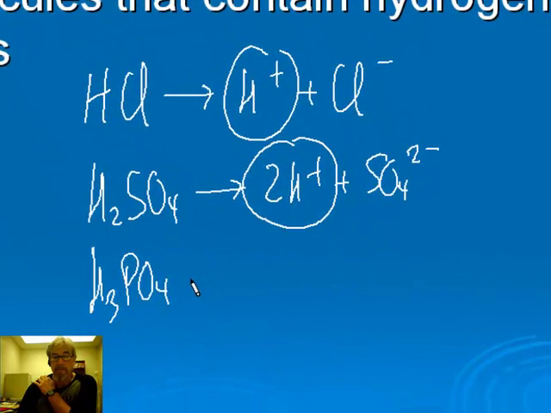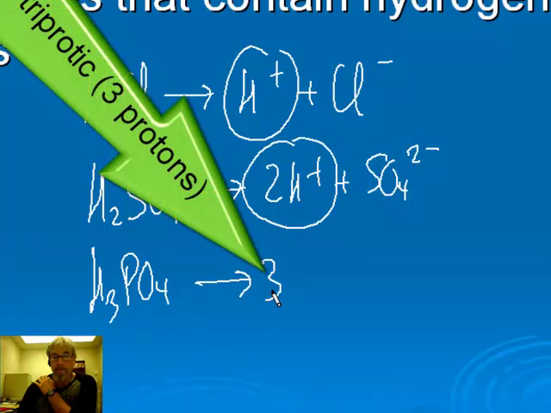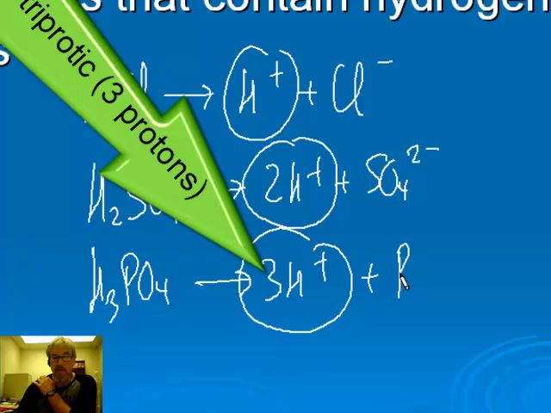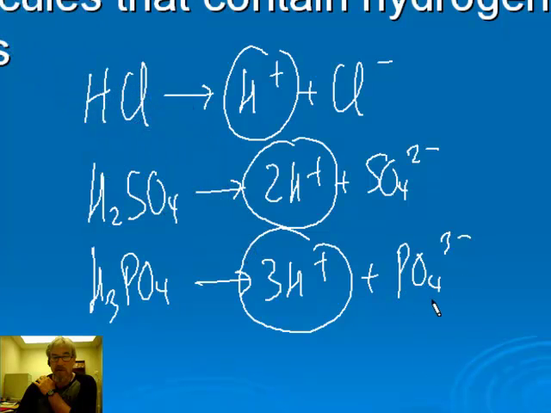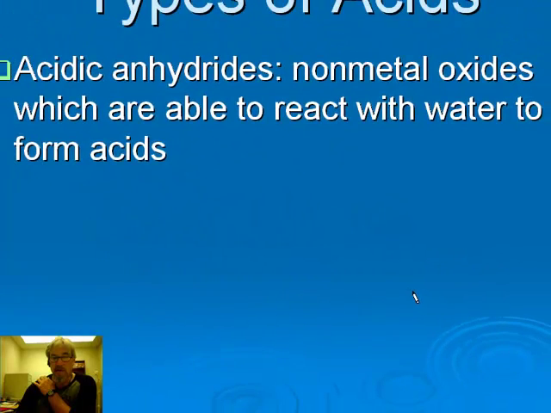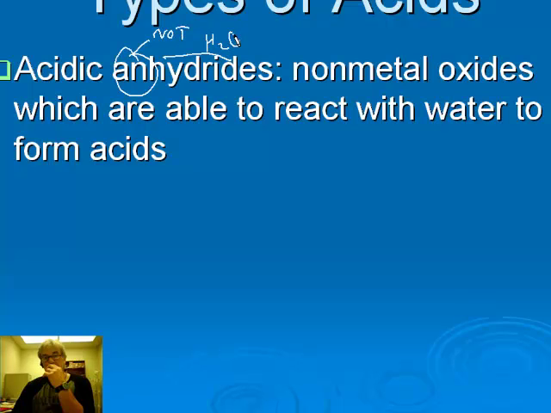Phosphoric acid, H3PO4, is an example of a triprotic acid because it releases three protons and the 3- charged phosphate ion. Another substance that could be considered an acid is an acidic anhydride. An is a word part that means not, and hydra is a word part that means water. So these are not water acids. Here's what that means. They're acids that just don't have water yet. You can think of them as instant acids that you just add water to.